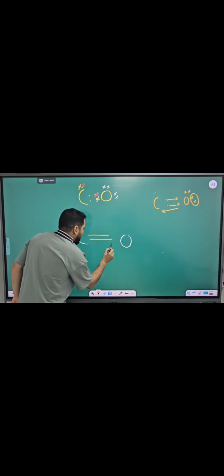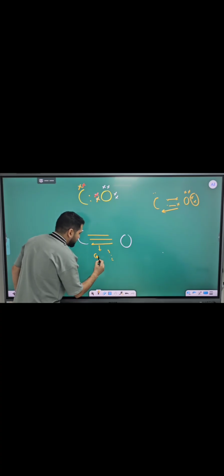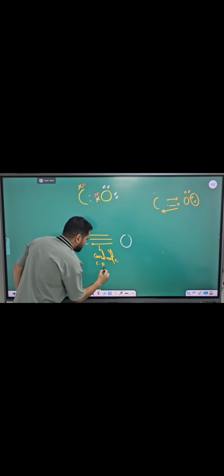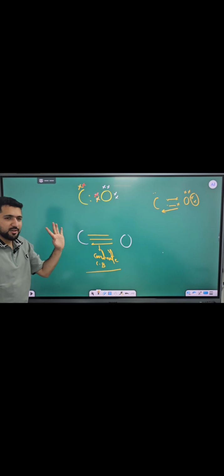Now carbon, in order to gain stability, let me tell you, this oxygen will completely share one pair of electrons with the carbon, right? And we call this bond a coordinate covalent bond. We call this type of bond a coordinate covalent bond, right?